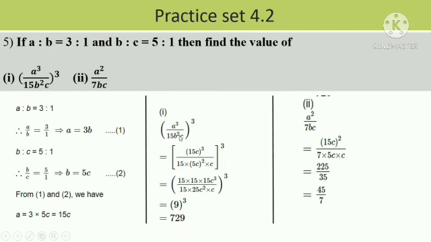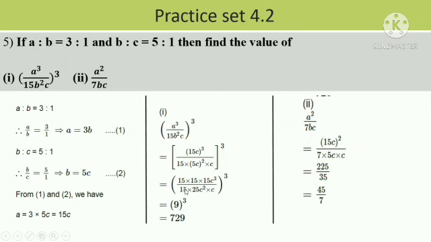First, a cube upon 15b square c. What is the value of a? The value of a is 15c, and it is cubed, so (15c) cube. We can write 15 into 15 into 15 three times and c cube. In the denominator, 15 as it is, and b square. The value of b is 5c, so (5c) square. You can write 5c into 5c or 25c square also, and at last c is there.